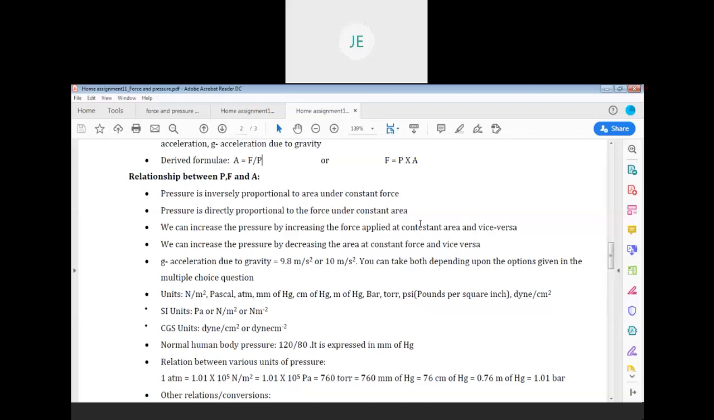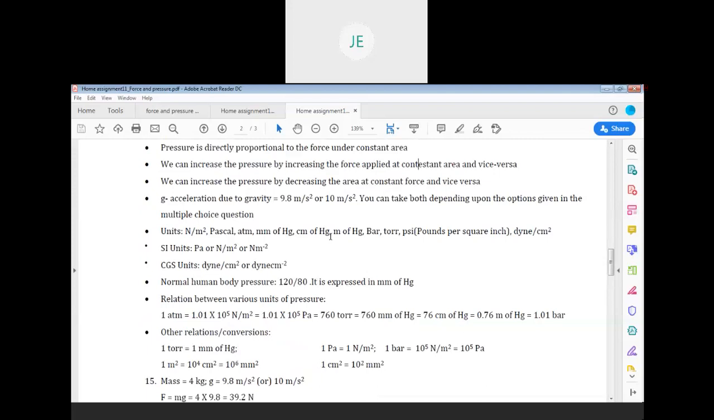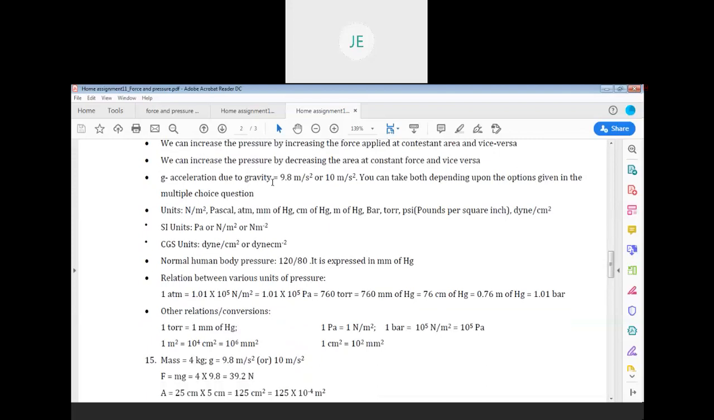So if you take the same area, 1 meter square, 1 meter square, and you apply 10 Newton on one area and 100 Newton on another area, then 100 Newton per meter square, their pressure is more. Where the force is more, pressure is also more under the constant area. That is what it means. So we have already learned we can increase the pressure by increasing the force applied, or we can increase the pressure by decreasing the area.